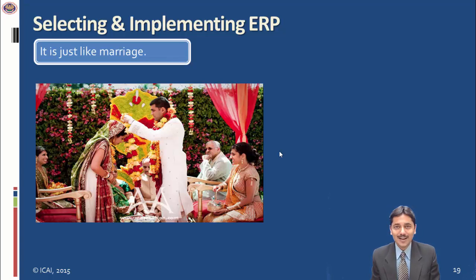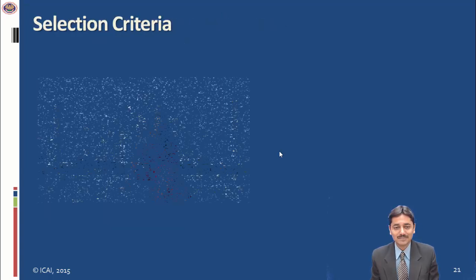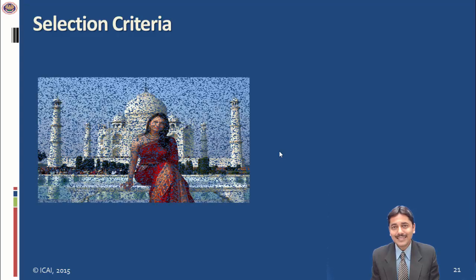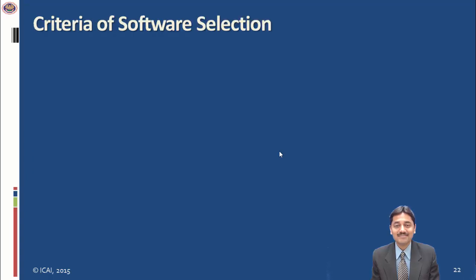If you ask somebody what type of bride you wish to have or what type of groom you wish to have, the people will answer this question like this: I need a girl like this. So what should be the characteristics? What should be the speciality that must be present in a bride? What should be the criteria for selection of software? Let us compare marriage and software selection.